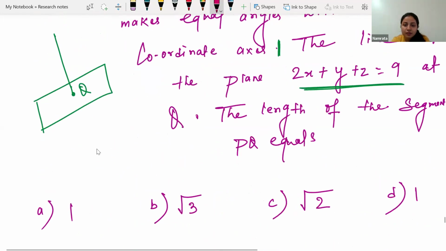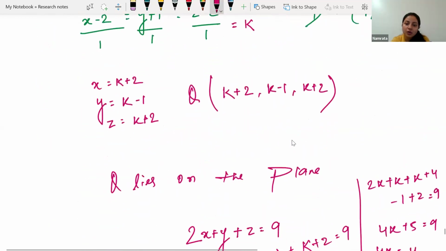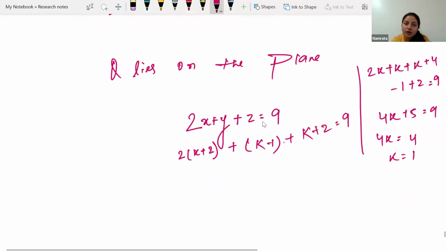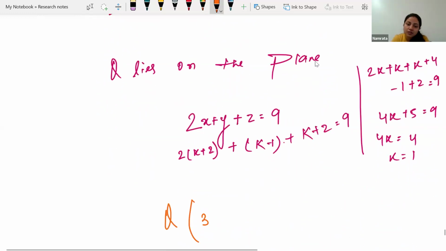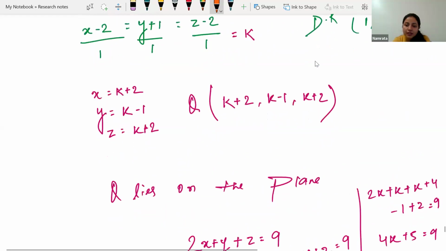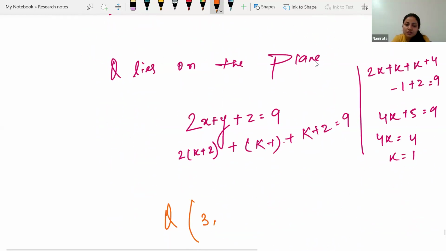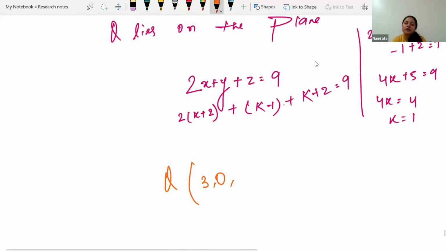What do we have to find here? The length of the segment PQ. Okay, let's find the coordinates of Q then. We got K as 1. So Q will be: K plus 2, that means 2 plus 1, 3. K minus 1, that is 1 minus 1, 0. K plus 2, that means 1 plus 2, that means 3. This is the coordinate of Q, (3, 0, 3).